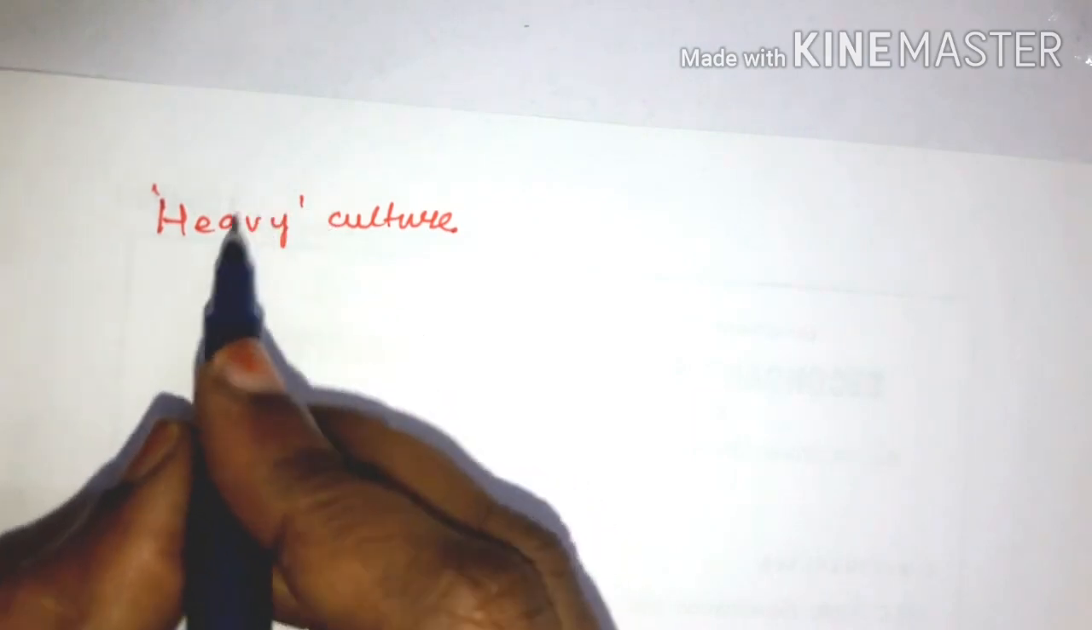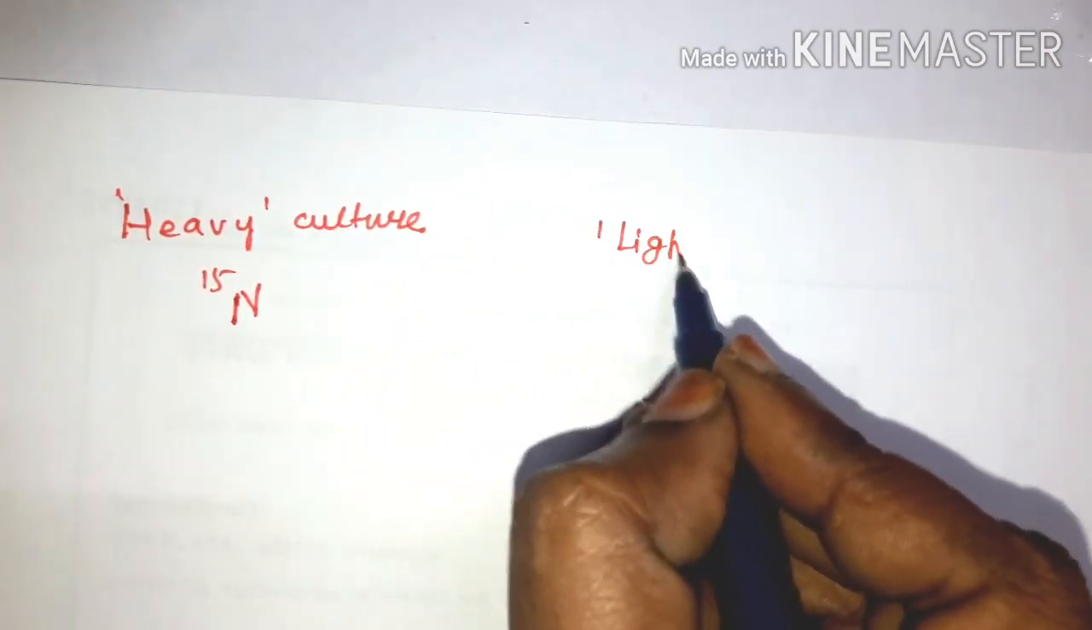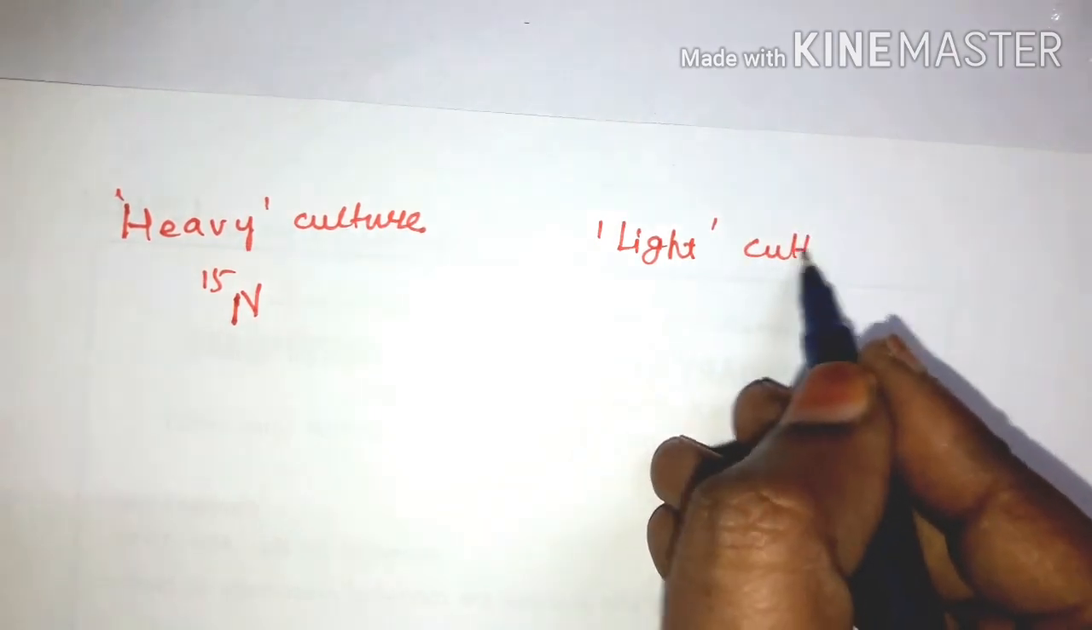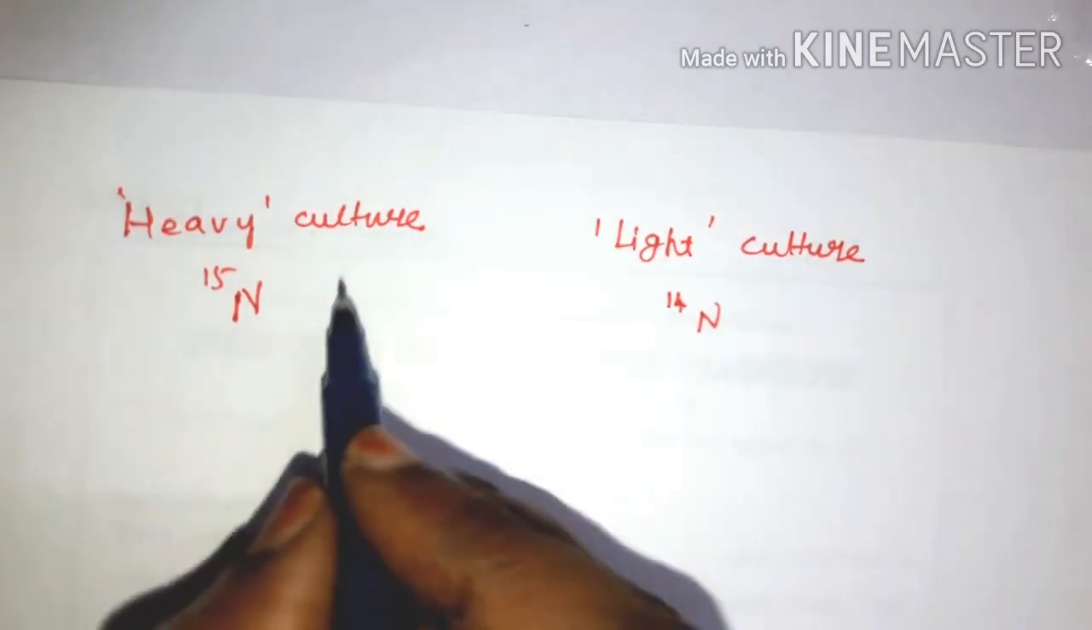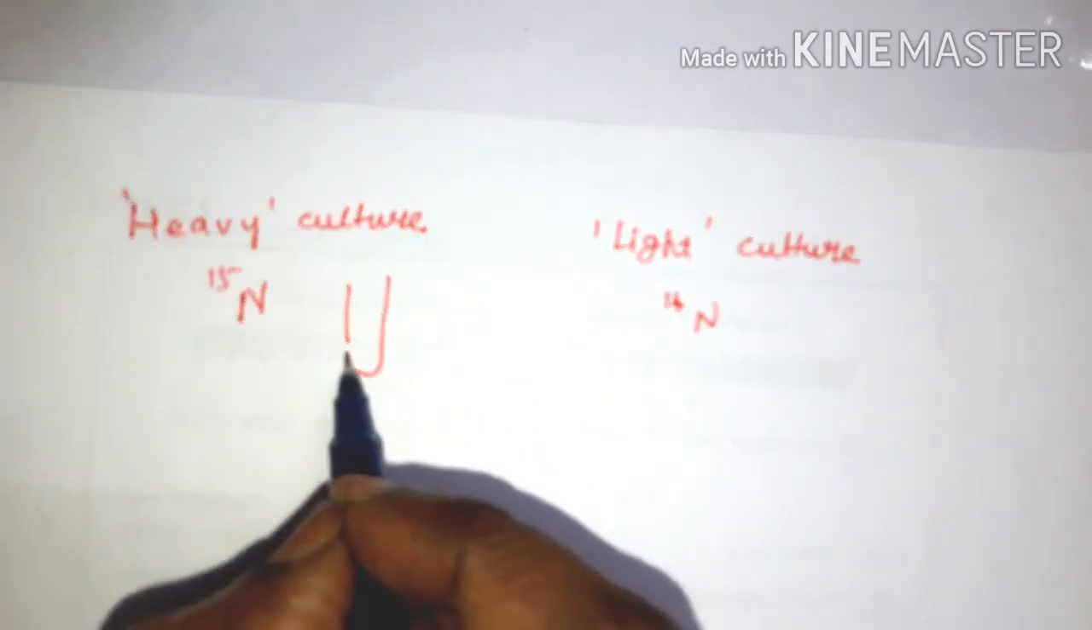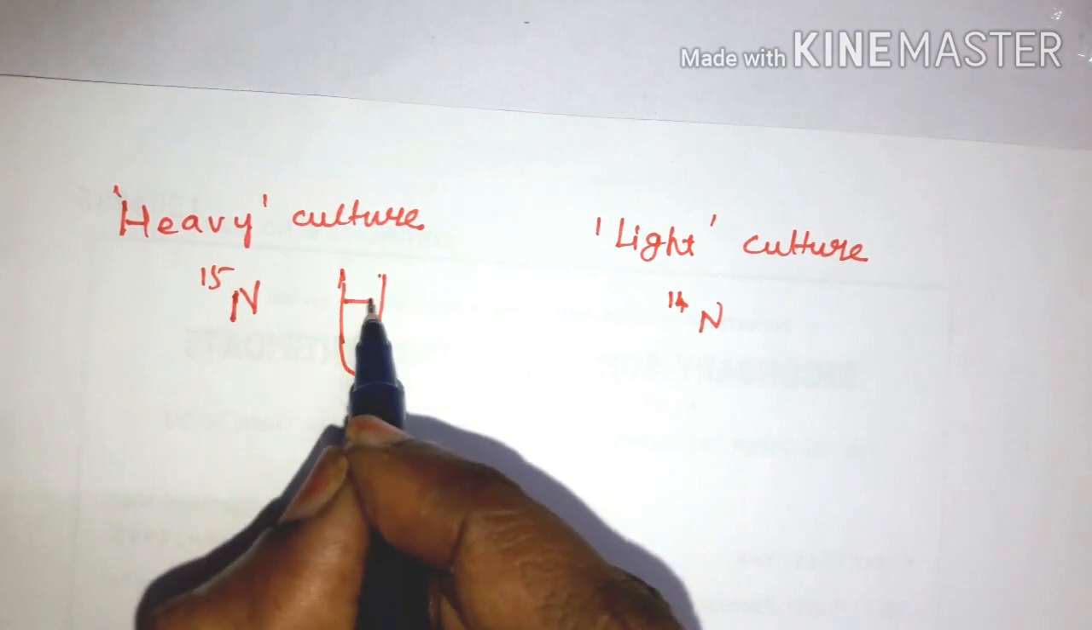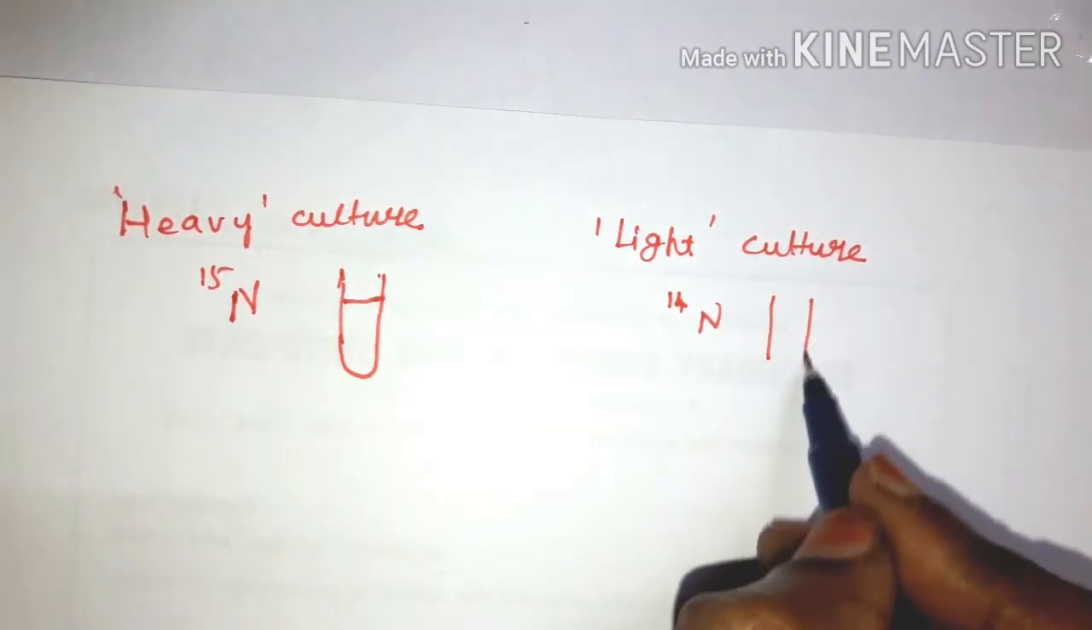So as I said, the heavy culture medium is treated with the nitrogen source, so it has N15. But in the case of the other one, they are with the light culture medium, that is N14. Imagine that they isolate the DNA material from the E. coli into a test tube.